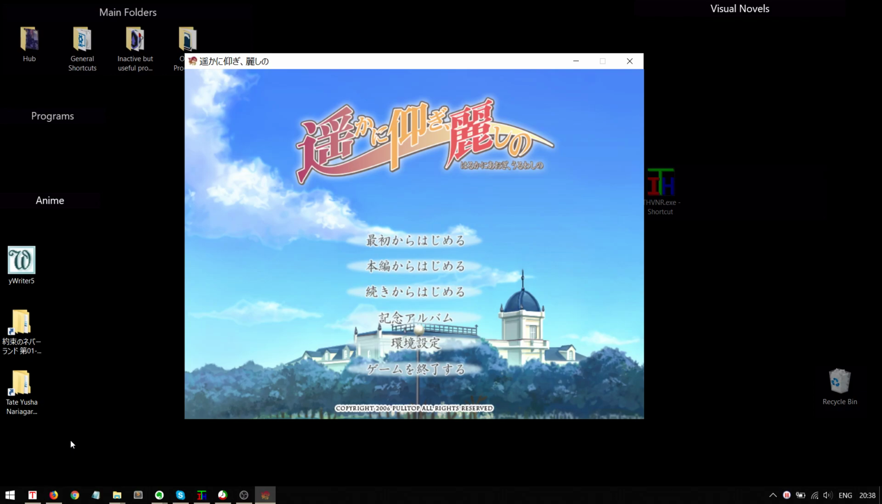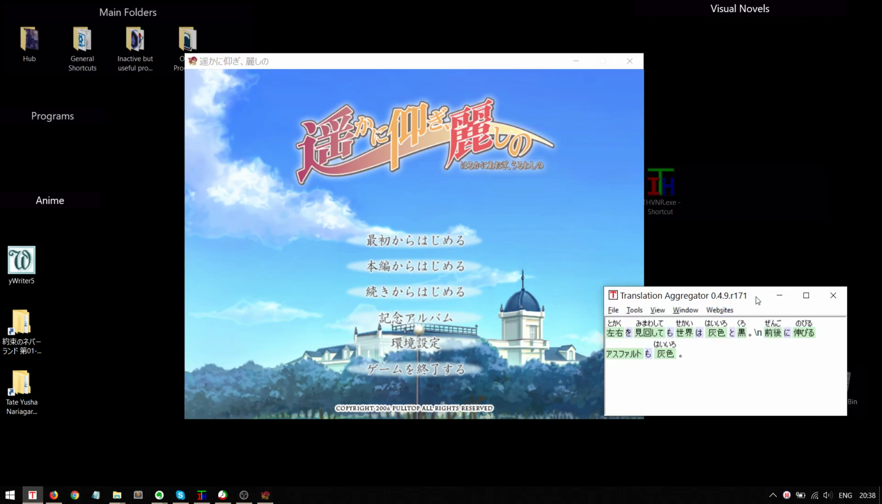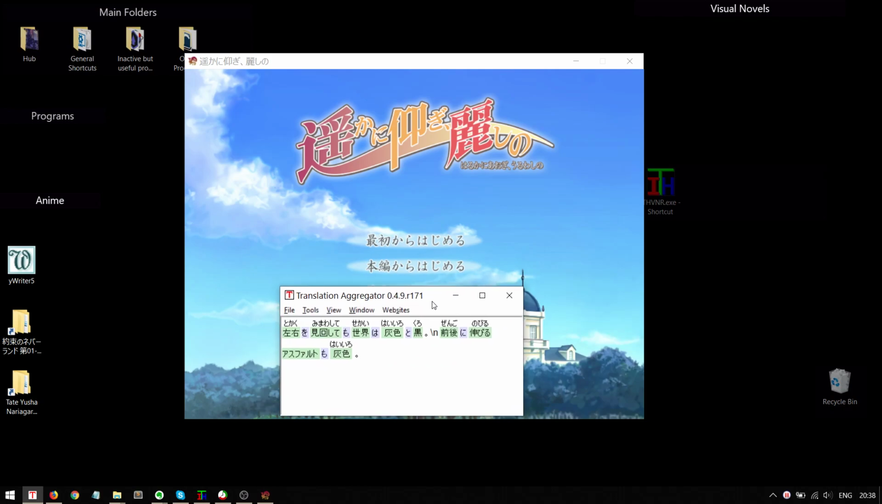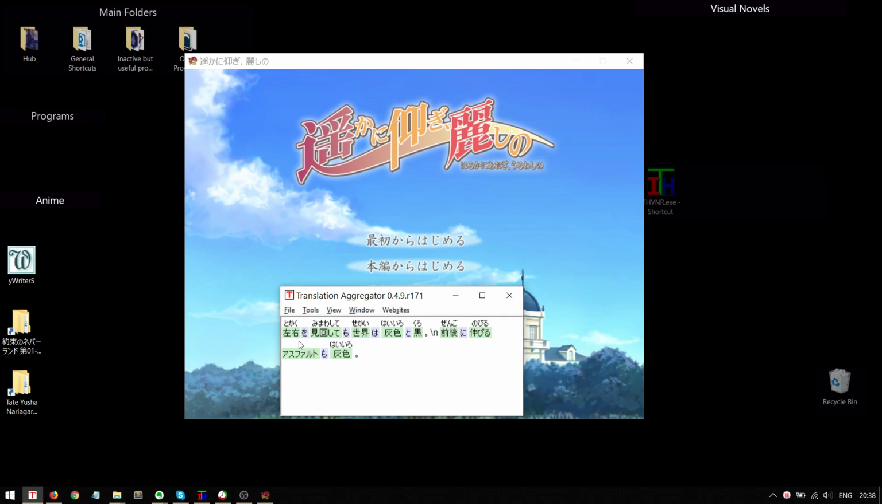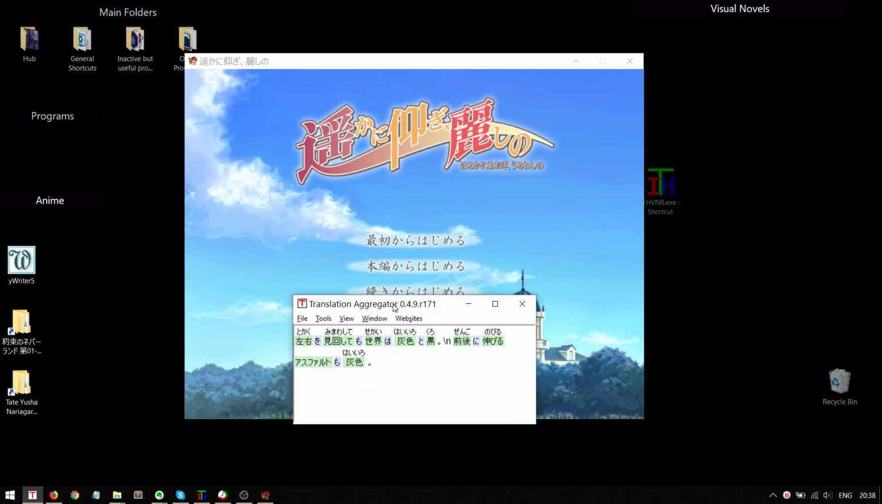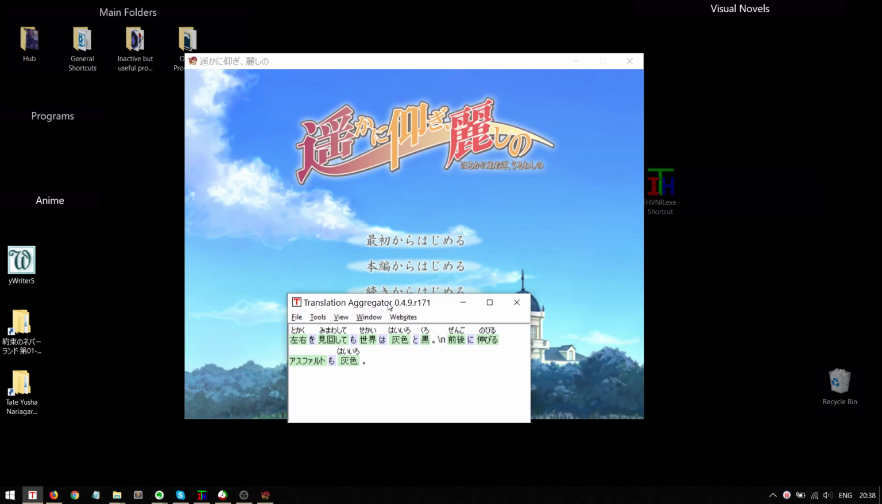And the other thing I'm using is Translation Aggregator. Translation Aggregator is a lookup dictionary that will take the text from ITH and parse it into words, which you can highlight and look at the definition. So, without further ado, let us begin.